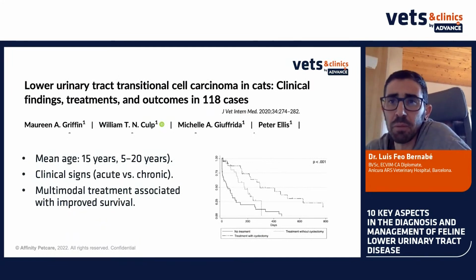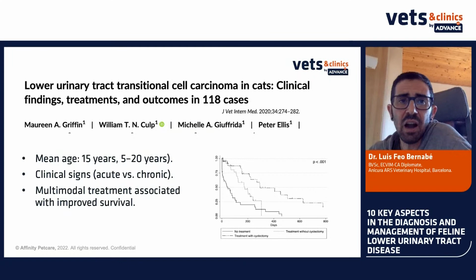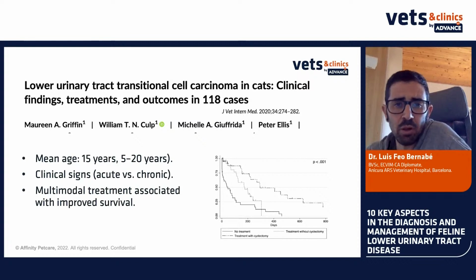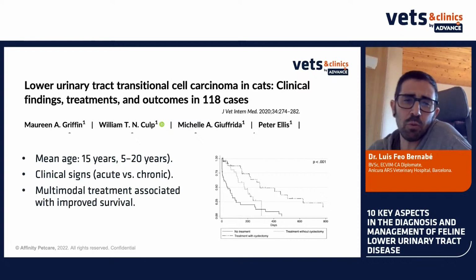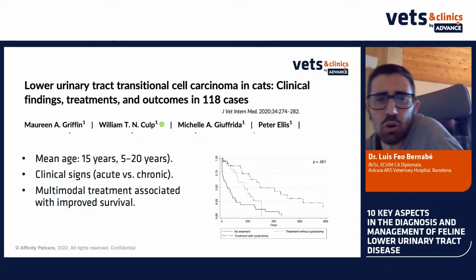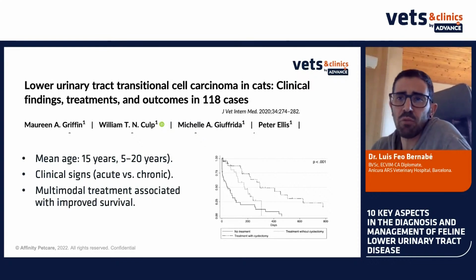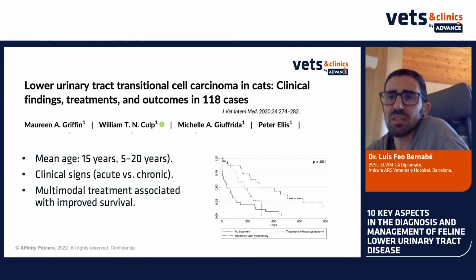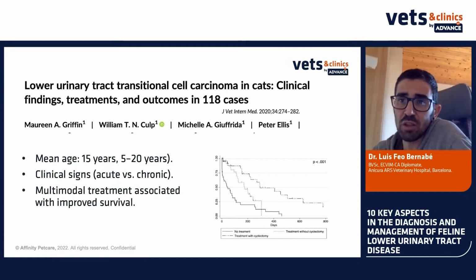But probably the main differential diagnosis that you have to consider in these cases is transitional cell carcinoma. The mean age is quite variable. Most frequently the mean age is 15 years old, but it can present between 5 and 20 years old. But most of the cases are old cats or geriatric cats.